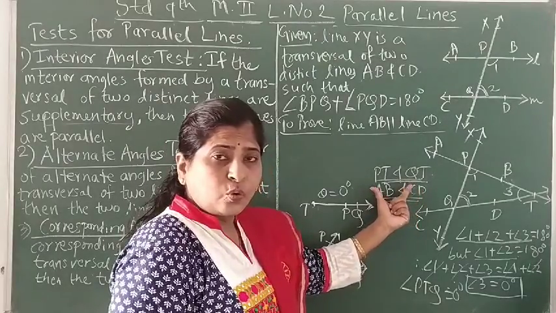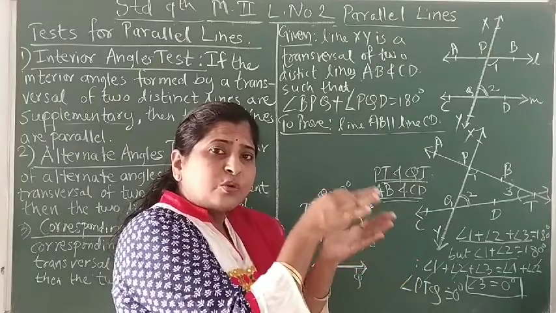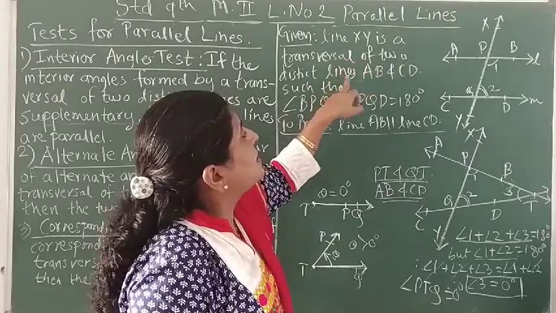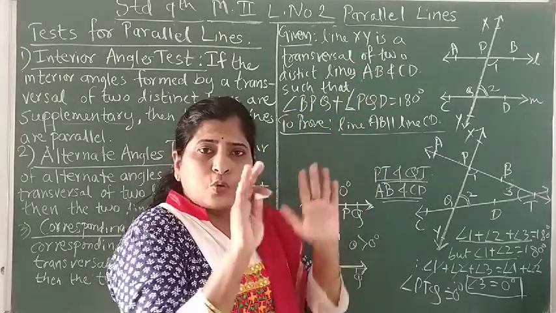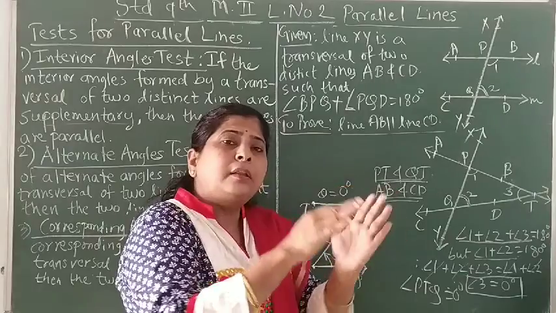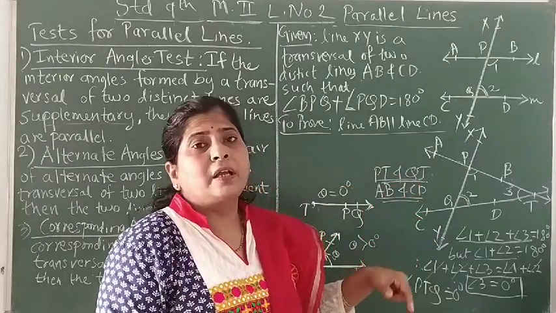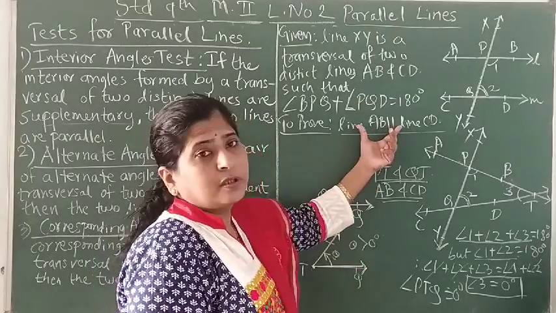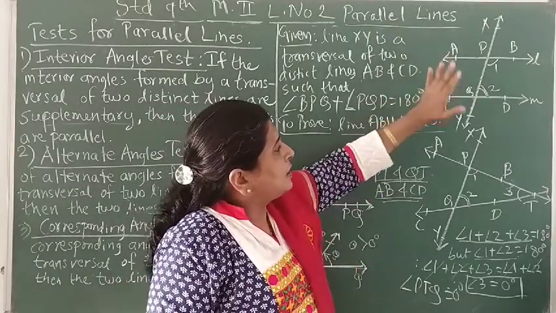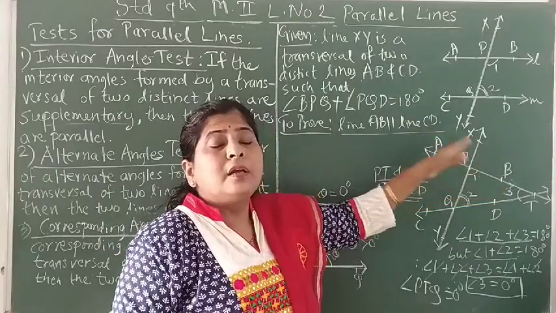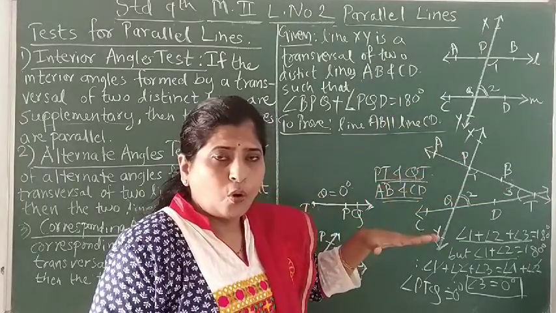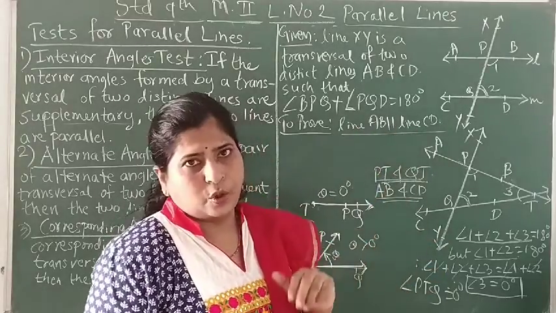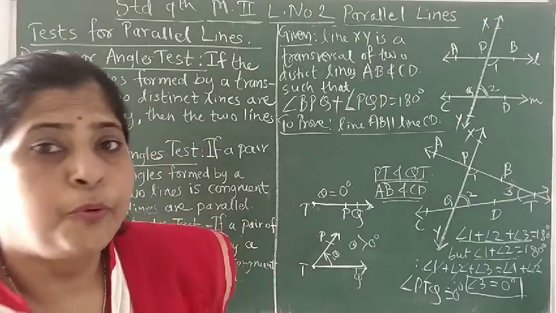But is this a coinciding line, an overlapping line? No. What is given to us? That XY is a transversal of two distinct lines, AB and CD. So AB and CD are not one and the same line, they are two different lines. So here we find our contradiction. And why did we get this contradiction? Because of our assumption that these two lines are not parallel, so they are going to intersect. So our assumption is wrong, and hence we can prove that AB is parallel to CD is the correct one. Okay. So in this way we can prove this statement.